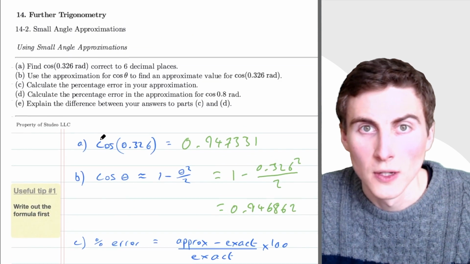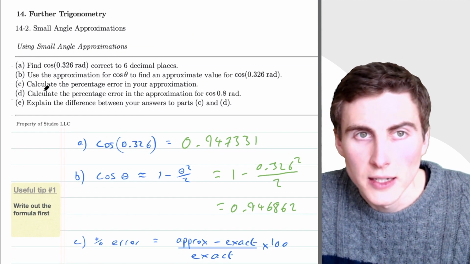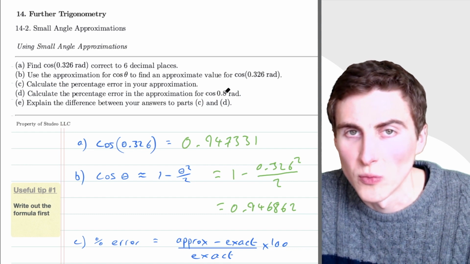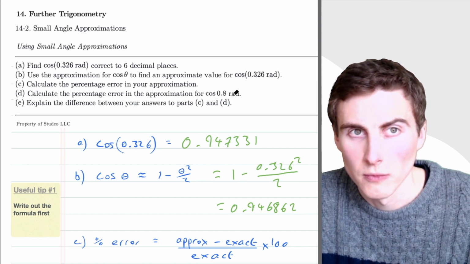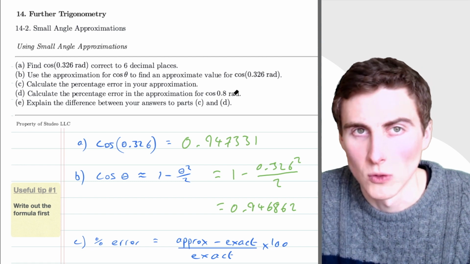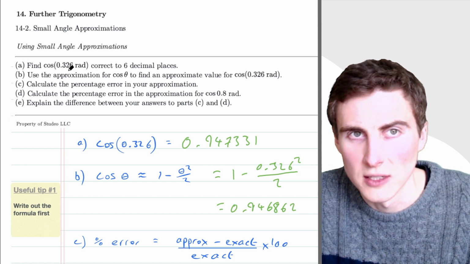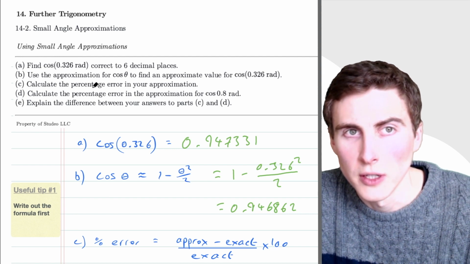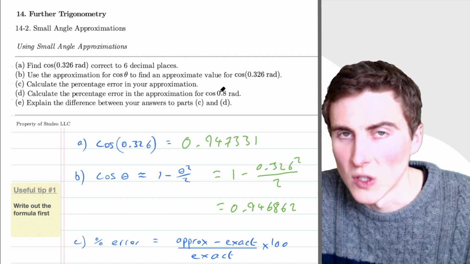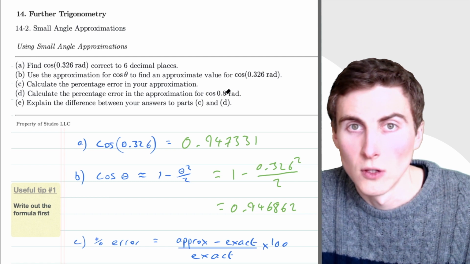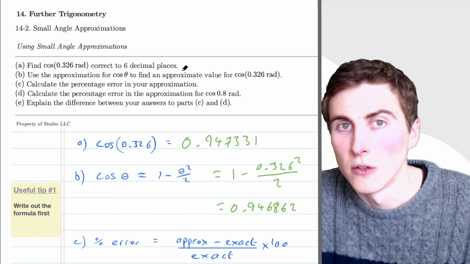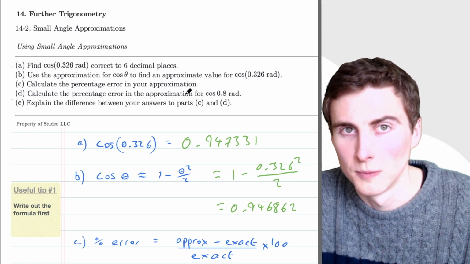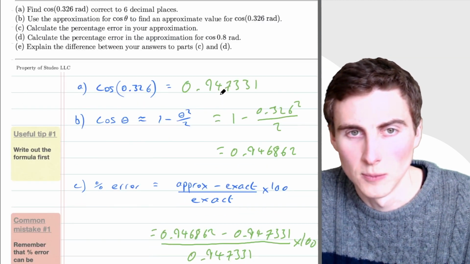And that's it. Then for part D, it says calculate the percentage error in the approximation for cos of 0.8 radians. So this is now kind of a completely different question. So parts A, B, and C were all related to this cos value. But now we're trying to do the same thing as we did in part C, but for cos of 0.8 radians. So we're going to have to find the exact value, find the approximate value, and then plug them into the percentage error formula. We're going to do all of that for part D.